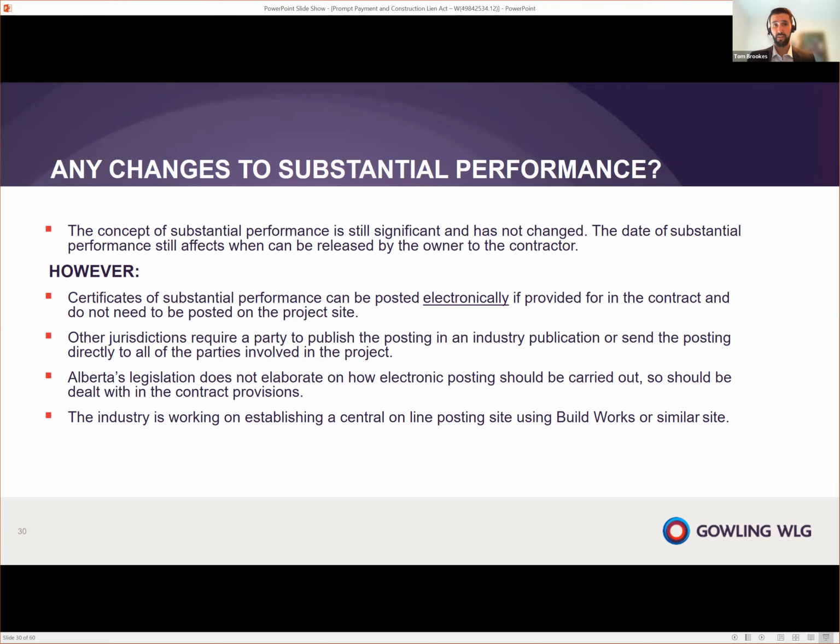That's not the case in Alberta. Alberta's legislation does not elaborate on how the electronic posting should occur. Rather, it's left to the contract. What we expect is for the industry to prepare an online posting hub. For example, they're presently working on BuildWorks, and potentially some other site, that would allow a central repository for posting of certificates of substantial performance.